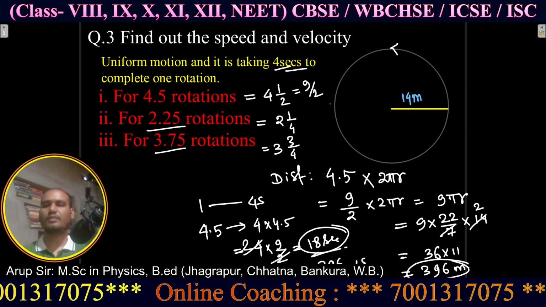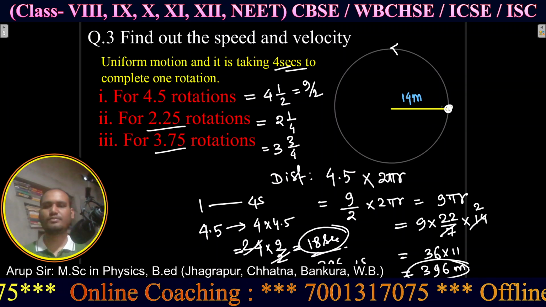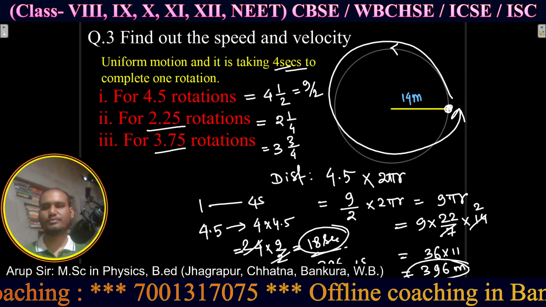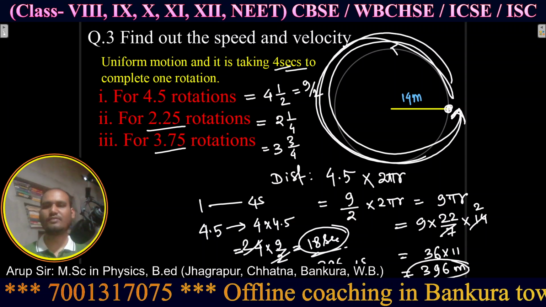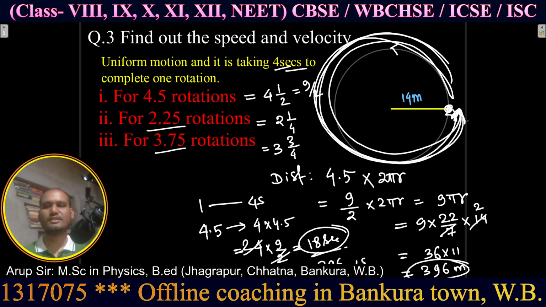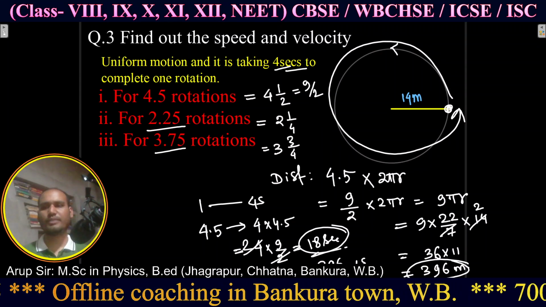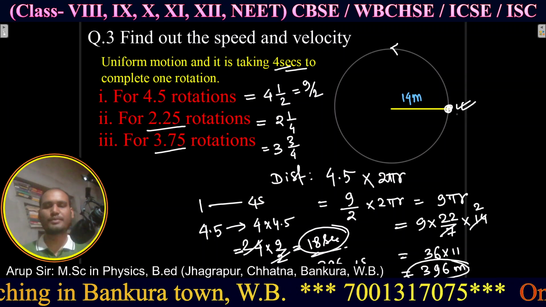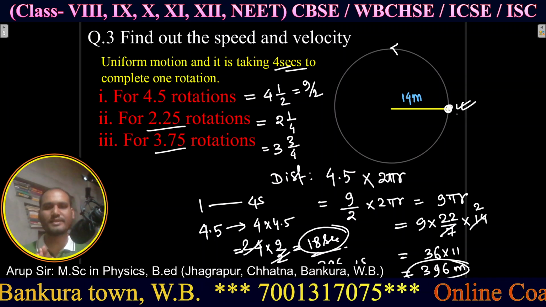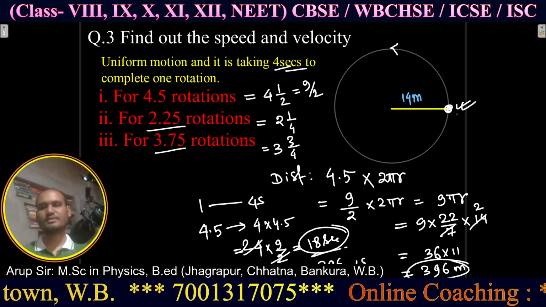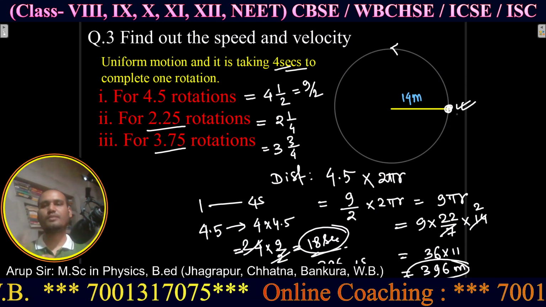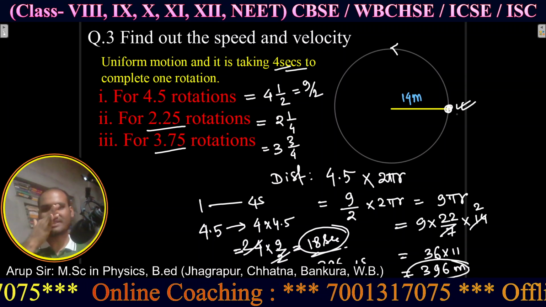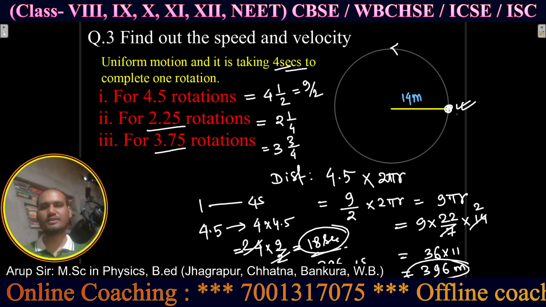See, 4 complete rotations: if it starts from this point, then after one rotation what will happen? It will come to the initial position, again for the second rotation, the third rotation, the fourth rotation. So after 4 complete rotations, if someone asks you what the displacement is, it is 0. Why? Because the initial and final points are the same, no separation between the initial and final point.